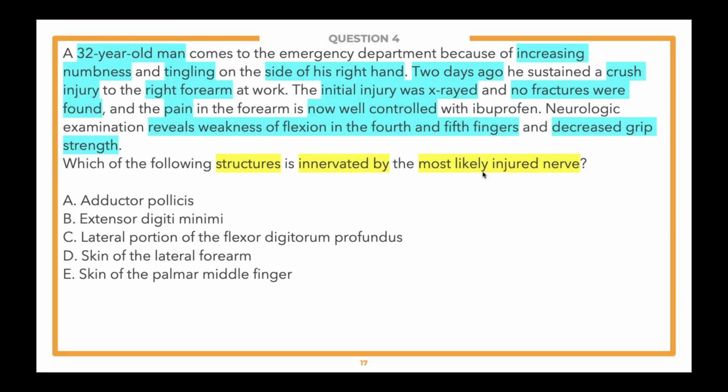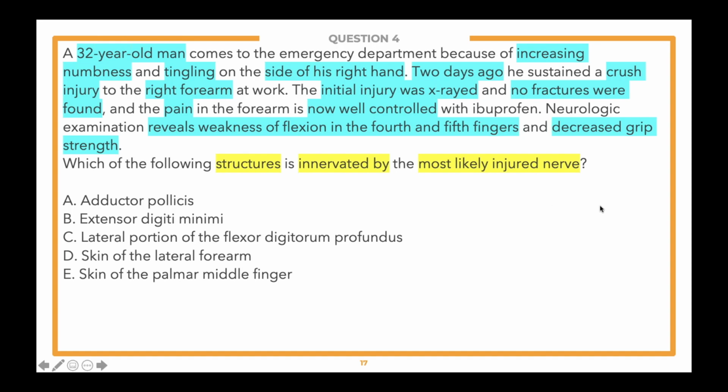Once again, we're going to start at the bottom and work our way up to the top. Answer choice E, skin of the palmar middle finger. D, skin of the lateral forearm. C, lateral portion of the flexor digitorum profundus. B, extensor digiti minimi. And A, adductor pollicis.